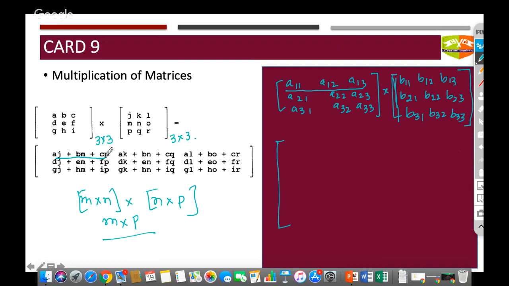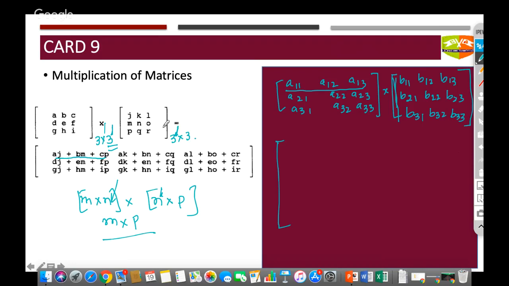So the first thing that you need to understand is that the number of columns here and the number of rows here has to be the same. If it is not the same, then what happens? That I'll discuss later. But first I'm taking this kind of multiplication. See here, I have taken a 3 into 3 kind of multiplication.